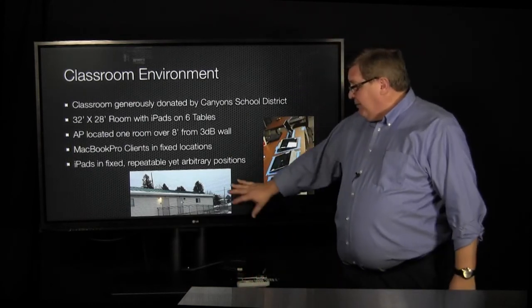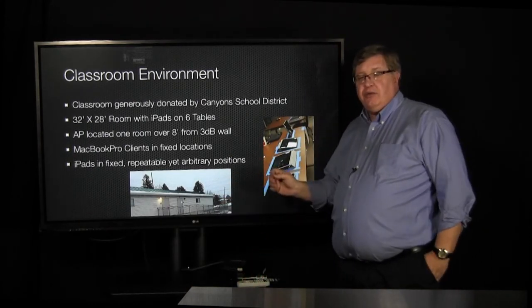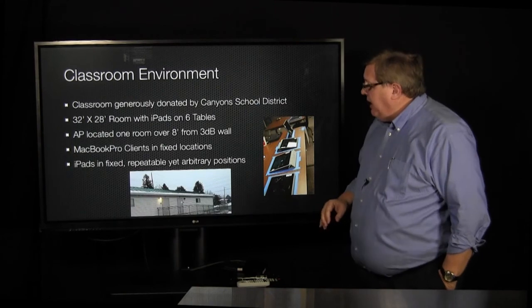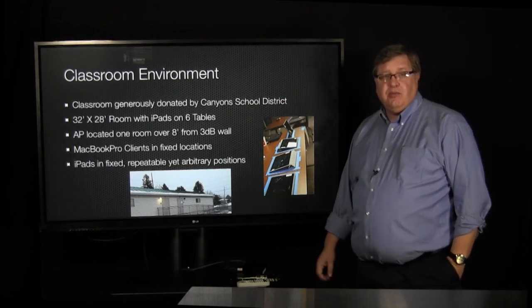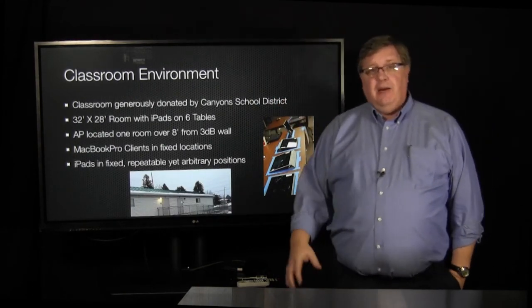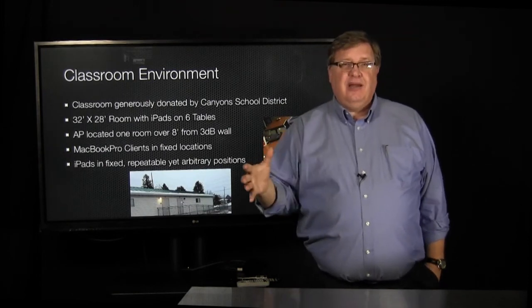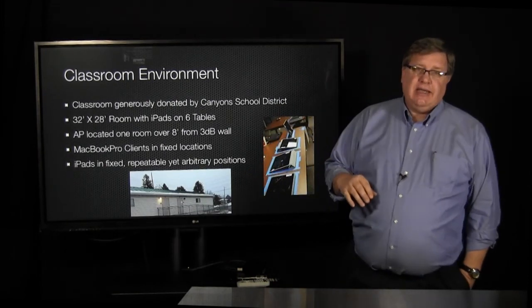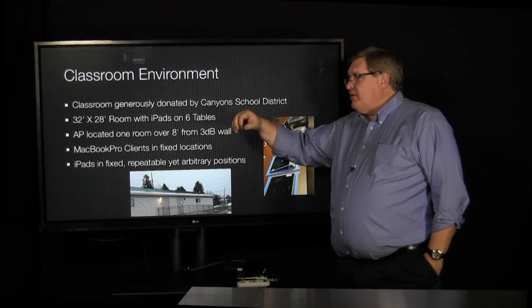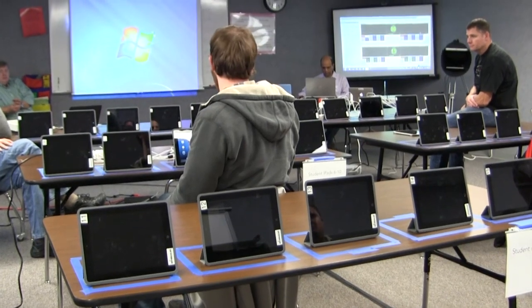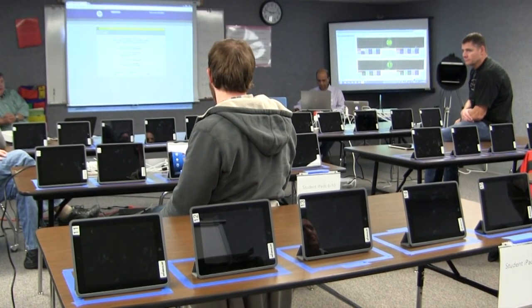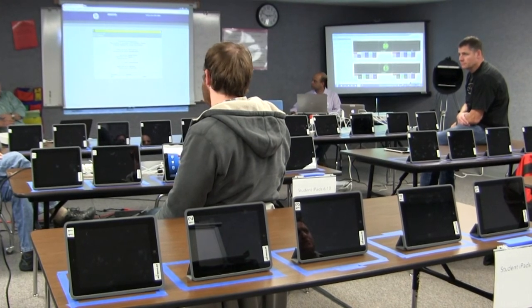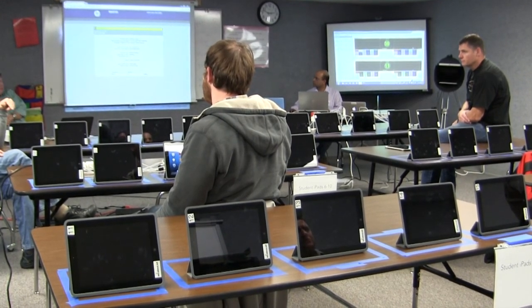So the classroom was a portable. It had very thin walls. We actually measured. They were 3 dB walls. I have to thank Canyon School District, who allowed us to use the room, both for the week before when we were prepping to get the room ready, and the week during the test. The room happened to be 32 by 28. Had 6 tables. Each iPad was sitting on a table. We had little blue tape marking where each iPad was so that it would go back to the same position.